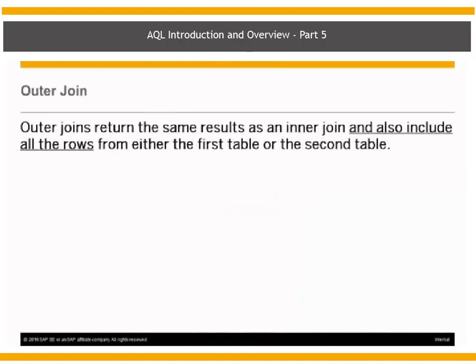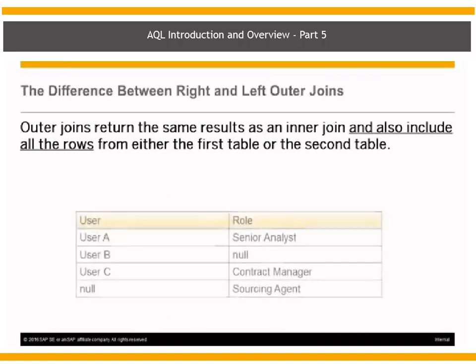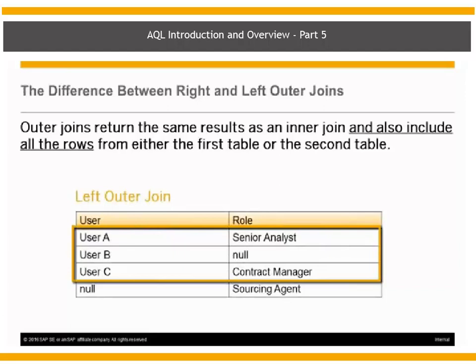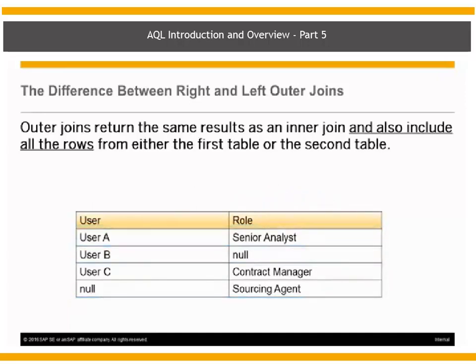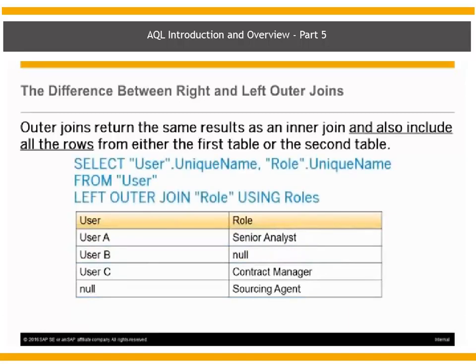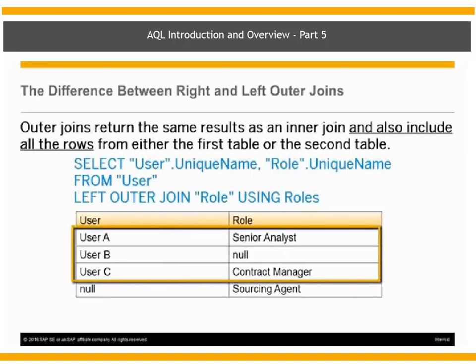An outer join returns the same results as an inner join, but also includes all the rows from either the first table or the second table. In the user roles example, a left outer join includes all users regardless of whether they have roles, and a right outer join includes all roles regardless of whether they have an associated user. For example, consider the following query. This query always returns at least one row for each user, regardless of whether that user has a role. For users who have 0 or 1 role in this query, 1 row will be returned. For users who have multiple roles, this query will return as many rows as the number of roles.